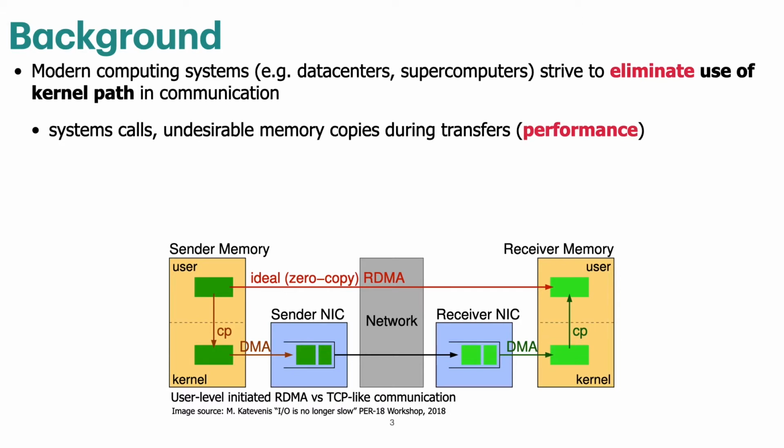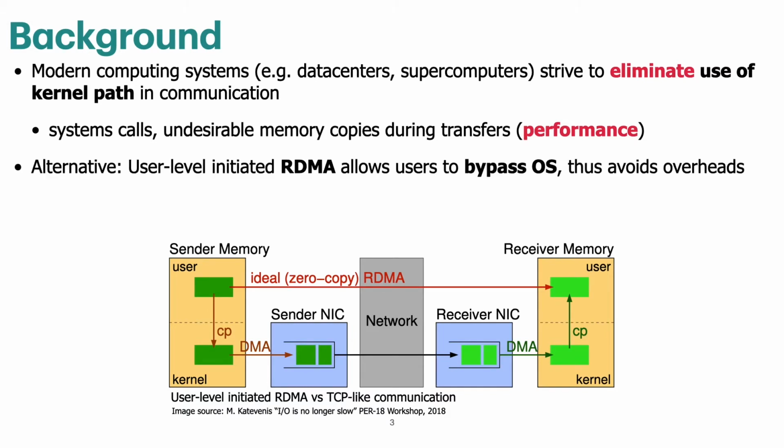Below we see an example where, from the source, a packet from user space is copied to kernel space, then goes through the sender NIC, then through the receiver NIC, and then from the kernel it is copied to the user space of the receiver. This of course involves multiple copies. An alternative would be user-level initiated RDMA that allows users to bypass the operating system and thus avoids the overheads in this case. This mandates the use of virtual addresses for transfers.